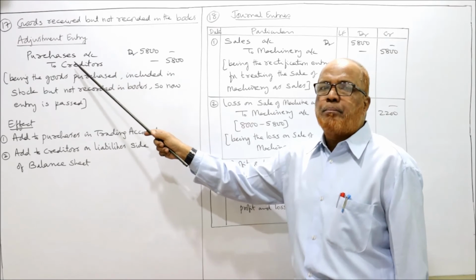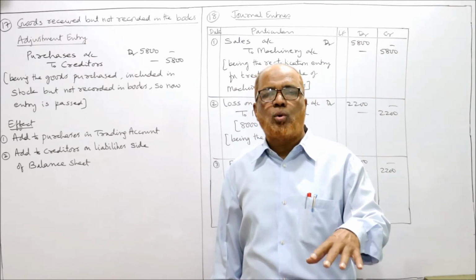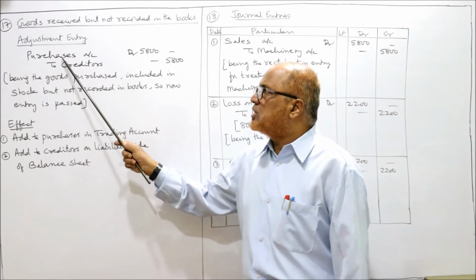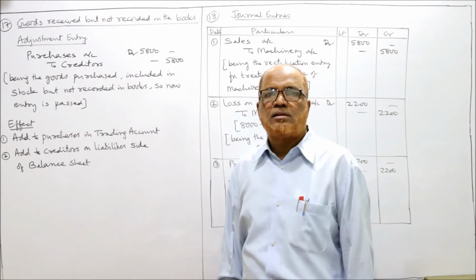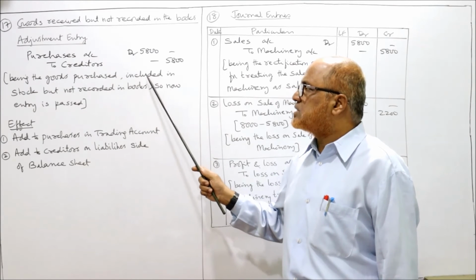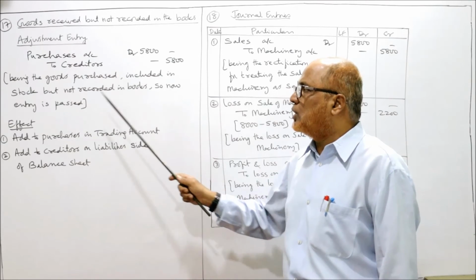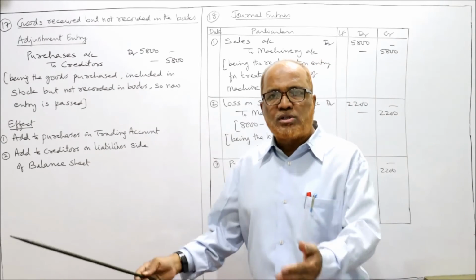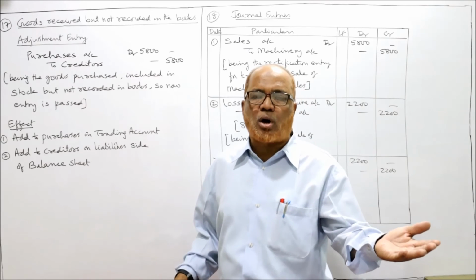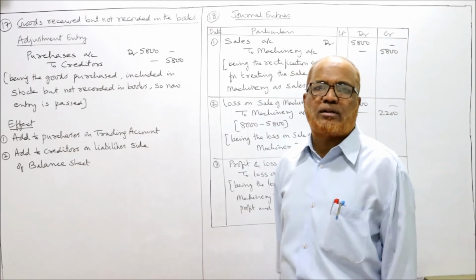So adjustment entry, purchase account debit to creditors, normal entry. Whenever we purchase the goods, the entry will be purchase account debit to creditors. So here 5,800 rupees being the goods purchased included in the stock but not recorded in the books. Now the entry is passed: goods are received, included in the stock, but no entry has been passed. Now we pass the entry purchase account debit to creditors.